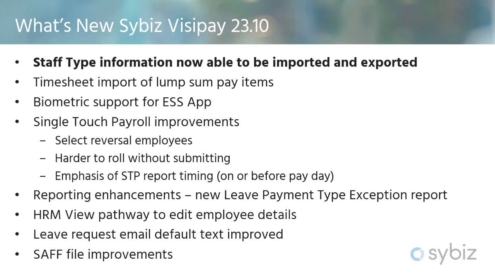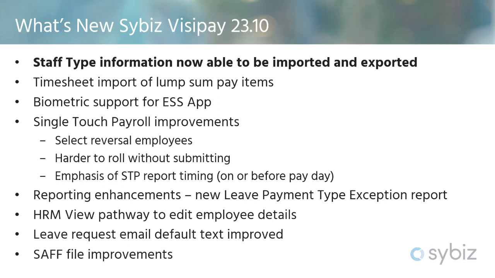In the HRM view, for those with the HRM module, you have the ability to jump straight into editing the employee details. Previously, if you wanted to edit the employee, you'd have to go back to the main view of Visipay and drill into the employee's record. Now, if you're in one of the child records of that employee from an HRM context, you can jump straight in and edit that employee.